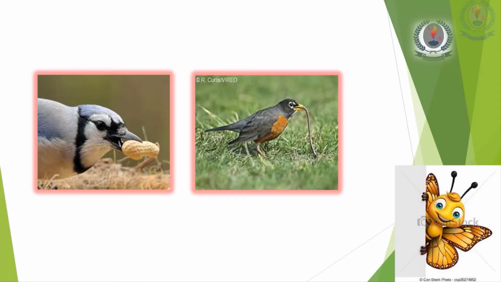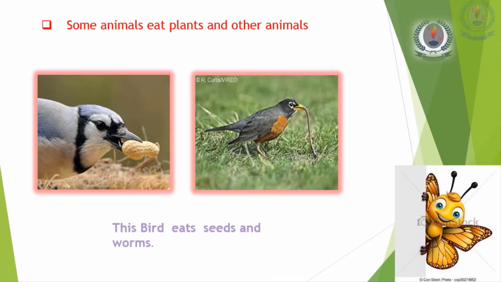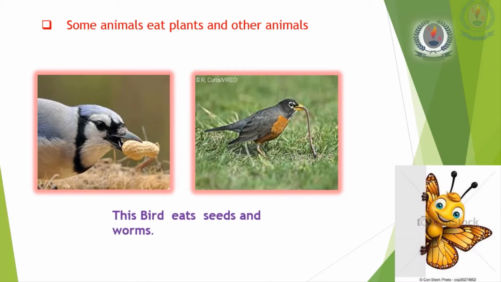Children, there are some animals, they eat plants and other animals. There are some animals, they eat both plants and other animals. There are two pictures you can see. This bird eats both seeds and worms.